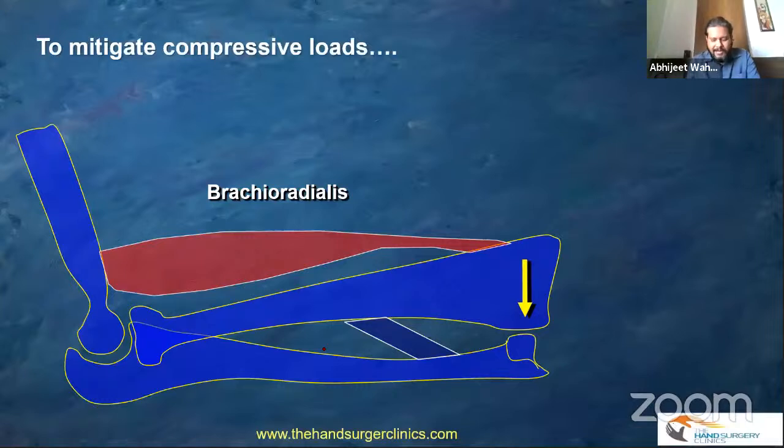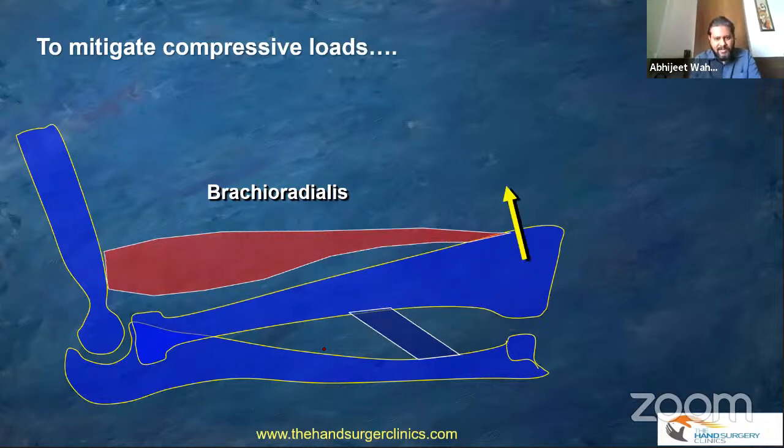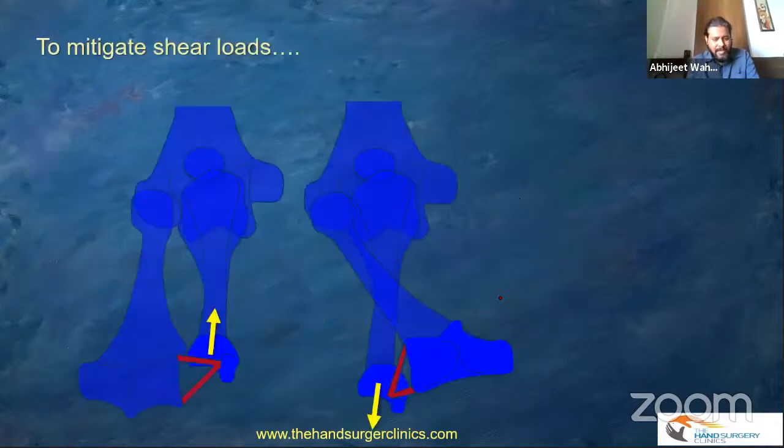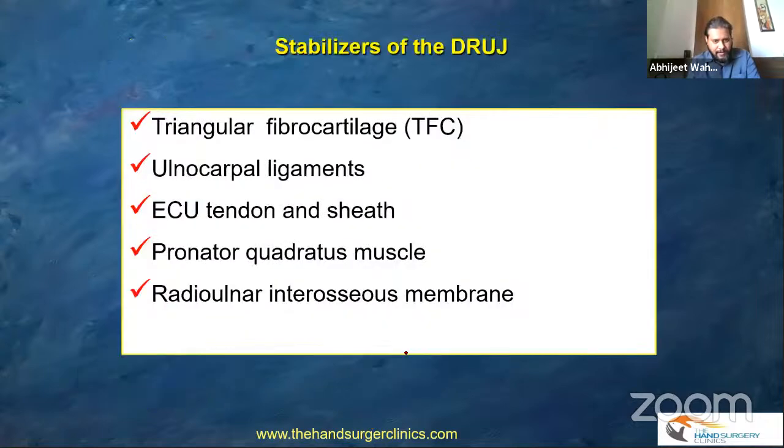So what is it that mitigates the compressive loads? It is the brachioradialis. The brachioradialis is helpful in mitigating some of the compressive loads, if not in toto. And the shear loads are mitigated by the triangular fibrocartilage complex. And this is a dynamic entity rather than a static entity where the different aspects of the ligament will relax and stretch in different positions of pronation and supination. And we won't belabor too much on those biomechanics.